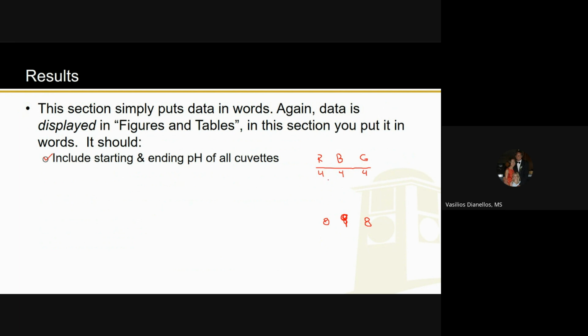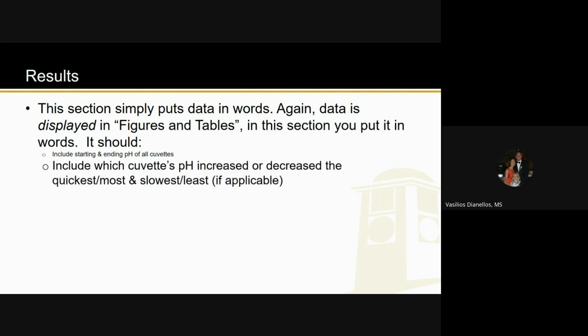This time, 2 of them started at 4 and ended at 8, right? They both ended at 8. So in that case, this bullet point will not suffice. In this case, you also need to include which cuvette's pH increased or decreased the quickest or the most.